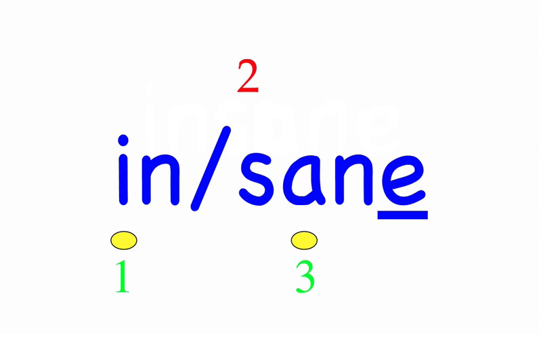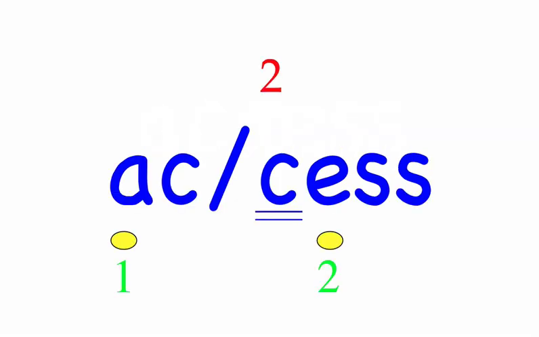Row 8. Access. You have access to the combination. Ac, 2 sounds. A, k. Cess, 3 sounds. S, e, s. Access. Mark the word.